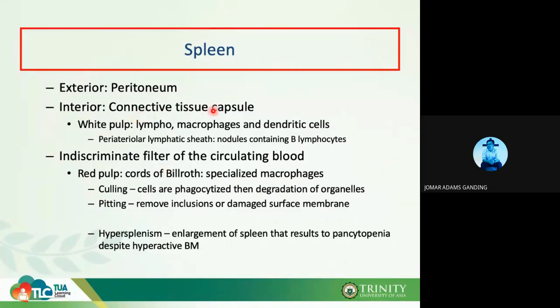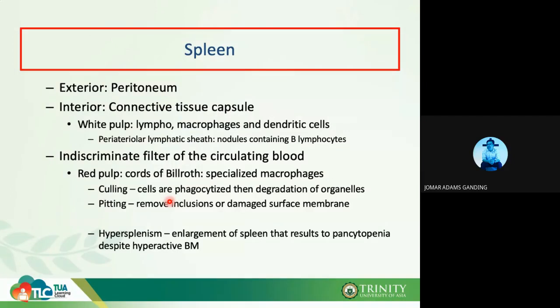The connective tissue capsule encloses your white pulp, which contains your lymphocytes, your macrophages, and your dendritic cells. Your periarteriolar lymphatic sheaths contain nodules containing B lymphocytes. On the other hand, we also have your red pulp, where we can see the cords of Billroth, which are specialized macrophages.